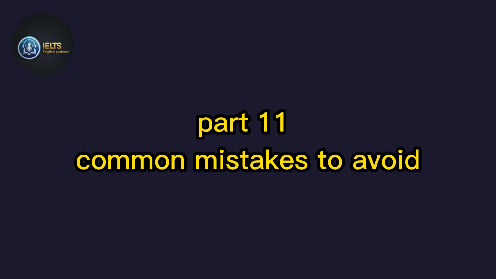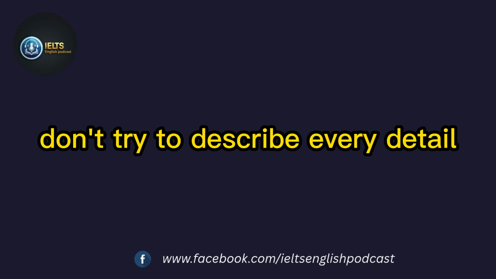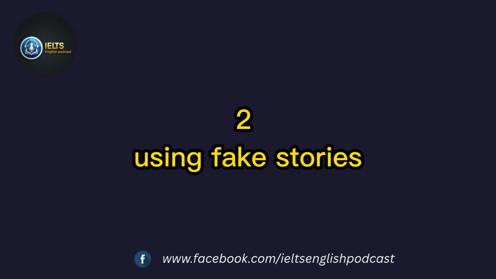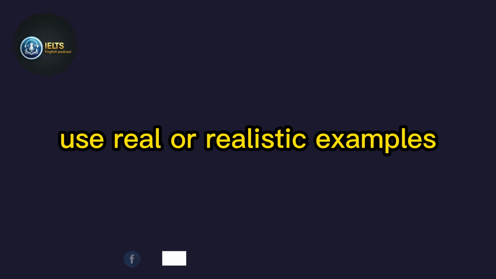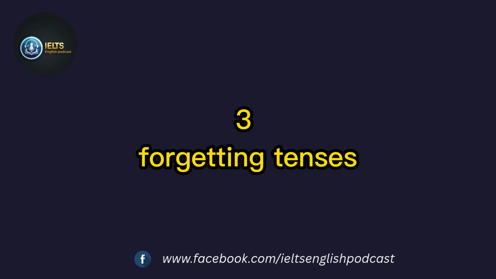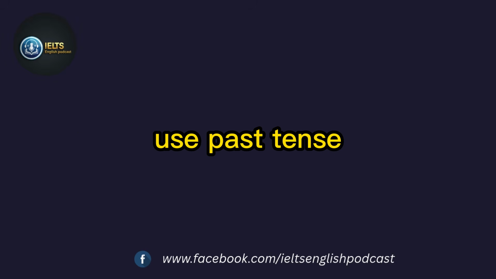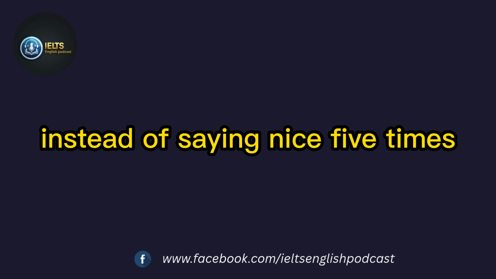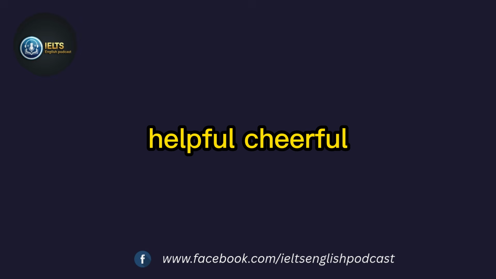Part 11, Common mistakes to avoid. 1. Over-describing. Don't try to describe every detail. Focus on 4 to 6 sentences. 2. Using fake stories. IELTS examiners can tell if your story sounds unnatural. Use real or realistic examples. 3. Forgetting tenses. If the person is still in your life, use present tense. If you're talking about the past, use past tense. 4. Repeating words. Instead of saying "nice" 5 times, use friendly, kind, helpful, cheerful.